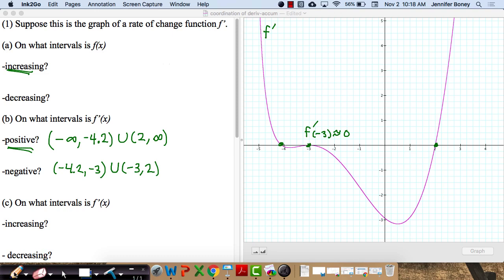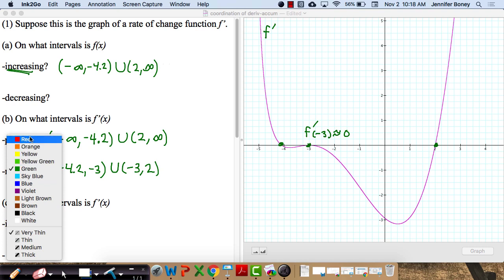So meaning the original function must be increasing between negative infinity and negative 4.2, and then again from 2 through infinity. And we could try to sketch what that f might look like, but we don't really have any sense of how large or small its y values are. You can make up anything you want. All we have, if this is a rate, is whether it is increasing or decreasing and how quickly. We don't know what its y values are unless I tell you something like that.